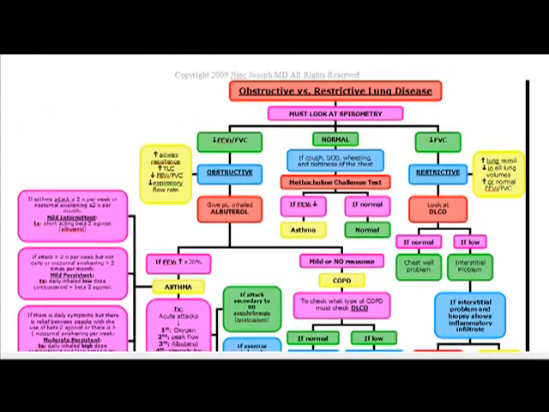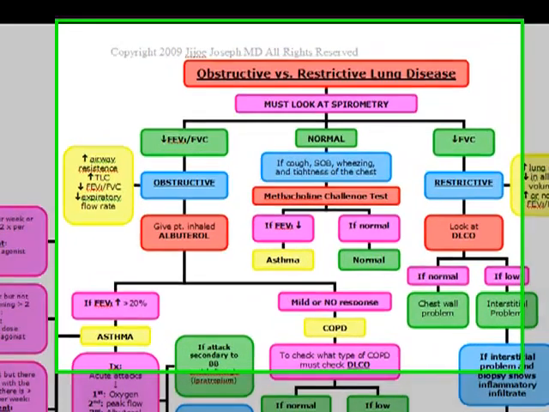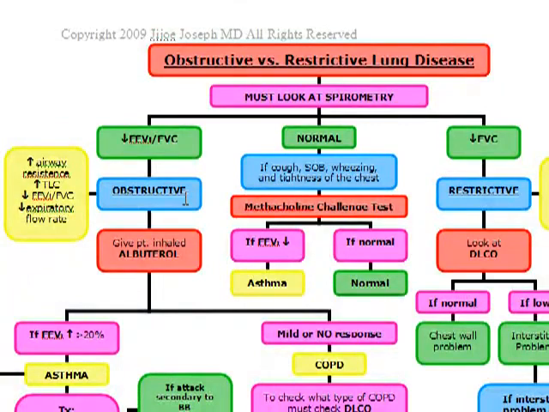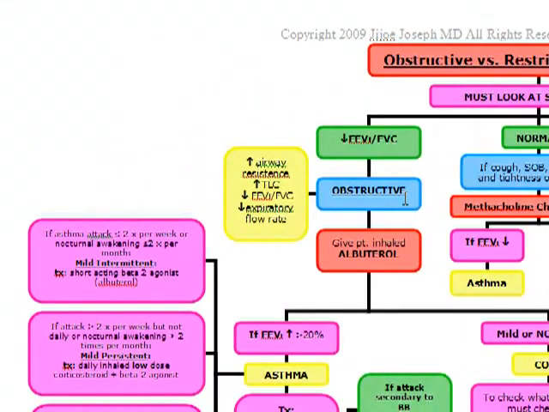Okay, so our next topic for discussion is obstructive versus restrictive lung diseases. Basically, the first measurement we want to look for is the spirometry. On spirometry, we're going to be looking at the FEV1 and the FVC. The FEV1 is the forced expiratory volume in 1 second, and the FVC is the forced vital capacity. Now basically, if we have a decreased FEV1/FVC ratio, we've made our diagnosis of an obstructive type of disease.